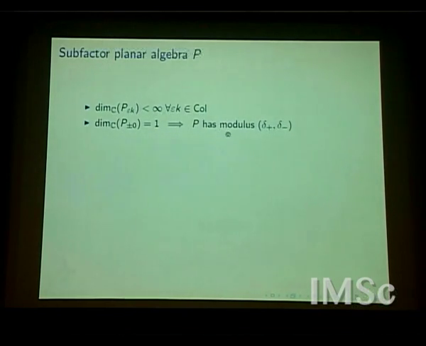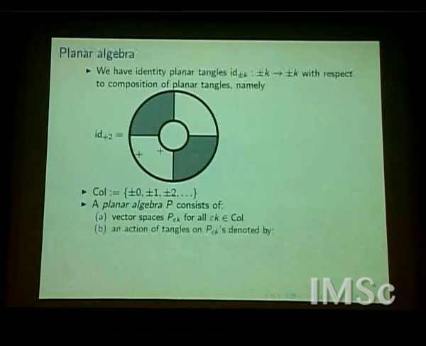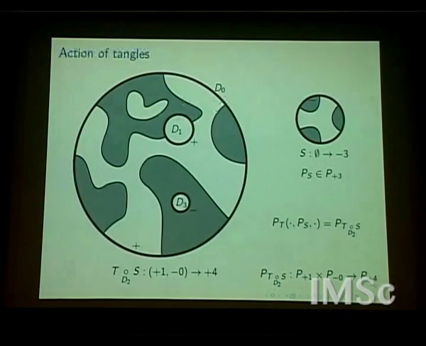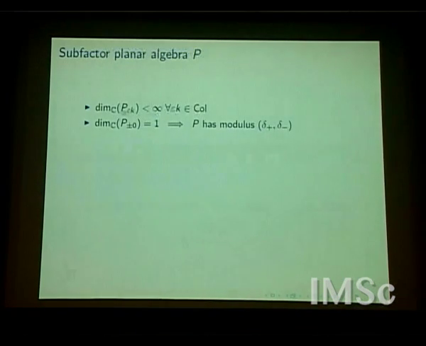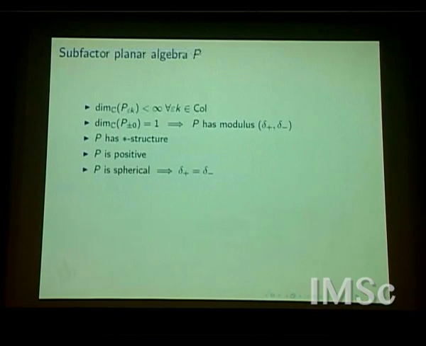Okay. So, that means P has modulus delta plus and delta minus. So, modulus means, as you have seen, here you have a loop which is not attached to any boundary. What you can do is erase this loop at the cost of multiplying by a number, which could be delta plus or delta minus depending upon whether the inside of the loop is shaded or unshaded. So, if the zero space is one dimensional, you have modulus, and then P has star structure, P has positivity, I do not want to go into these technical details, and then P is spherical.